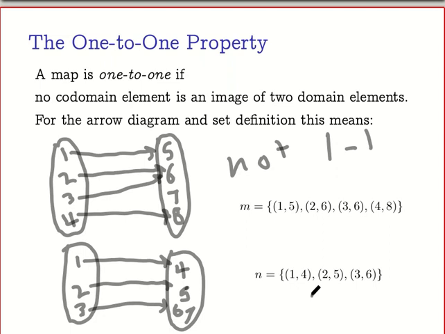Let's now see what this means. Okay, here's the set definition. 3 arrows, 3 ordered pairs, and if we look at each ordered pair, there's a 4 in the second slot, a 5 in the second slot, and a 6 in the second slot, but no repeated numbers in the second slot. This means this map is one-to-one. It doesn't matter that 7 is not paired, it's still one-to-one, even though it's not onto.